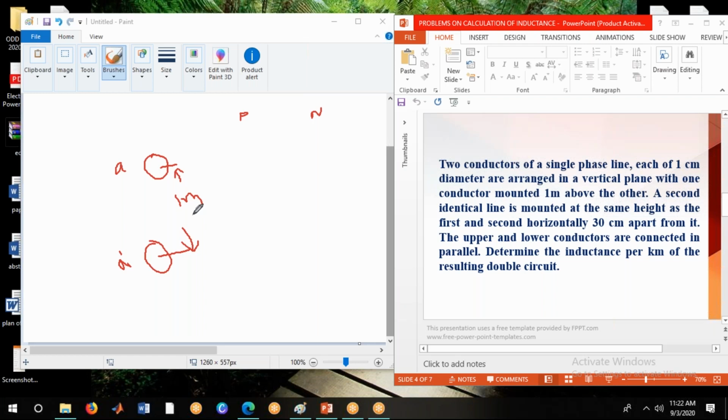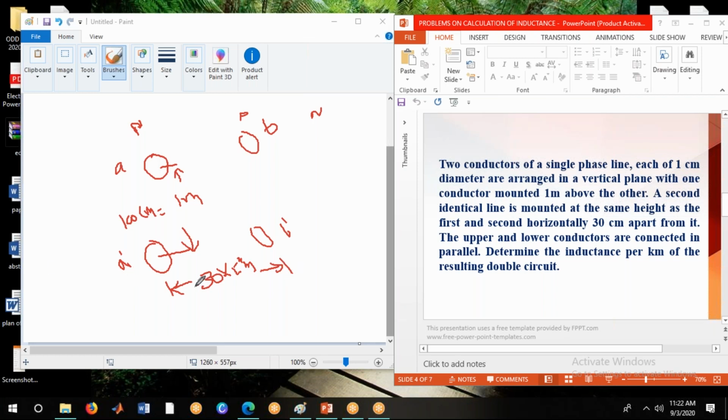10 centimeter, 100 centimeter we can write. So 1 meter is equal to 100 centimeter. So this is the phase line. Now, a second identical line is mounted at the same height as the first. So now we are placing the neutral line that is denoted by B and B dash. And the distance between the first and second horizontal is 30 centimeter. So horizontally, the distance between the phase and neutral conductor is 30 into 10 power minus 2 meter. Right. So this is the way of arranging.